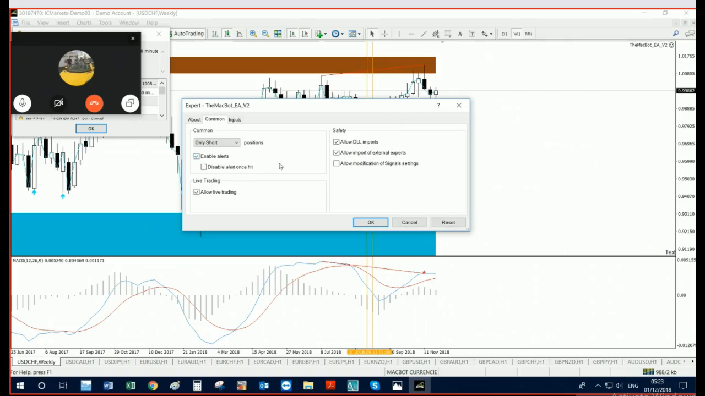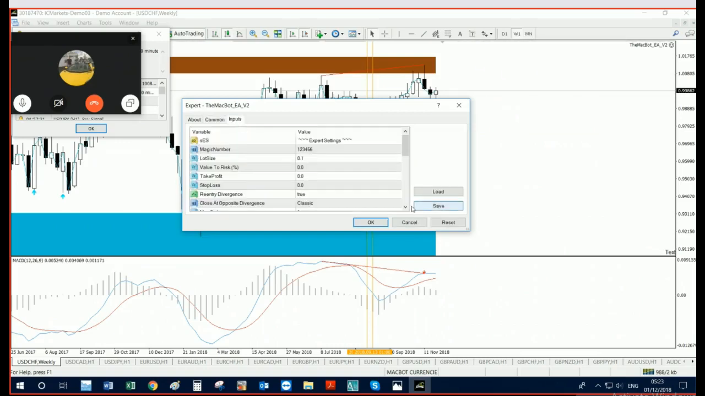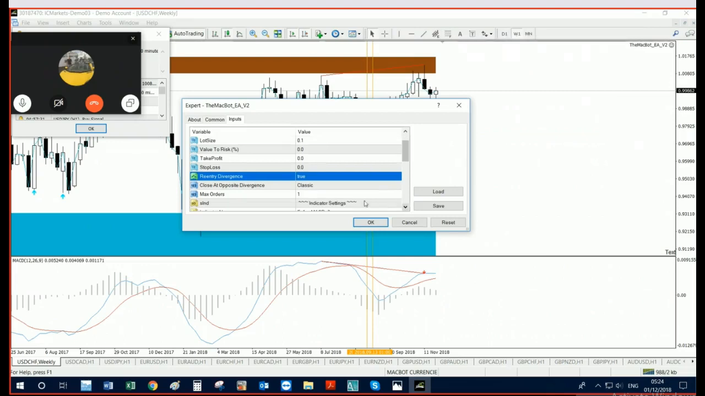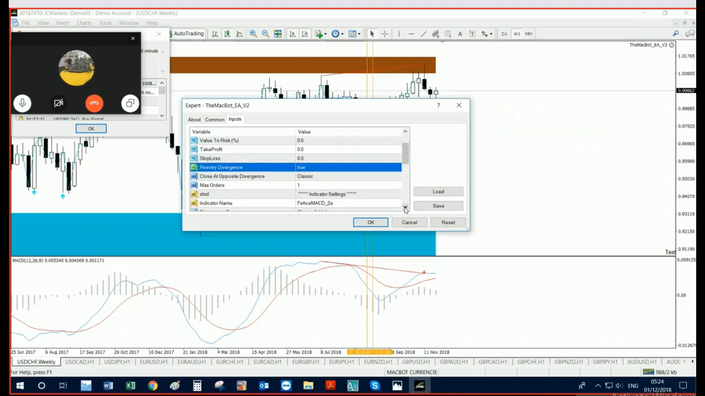Next you go to your inputs. Inputs are going to be your lot size, how much you're willing to risk per lot, so 0.1 per 10k in the account. Take profit: I don't put a take profit target in. Stop loss will be close it up as the versions, the classic diversions, yes.